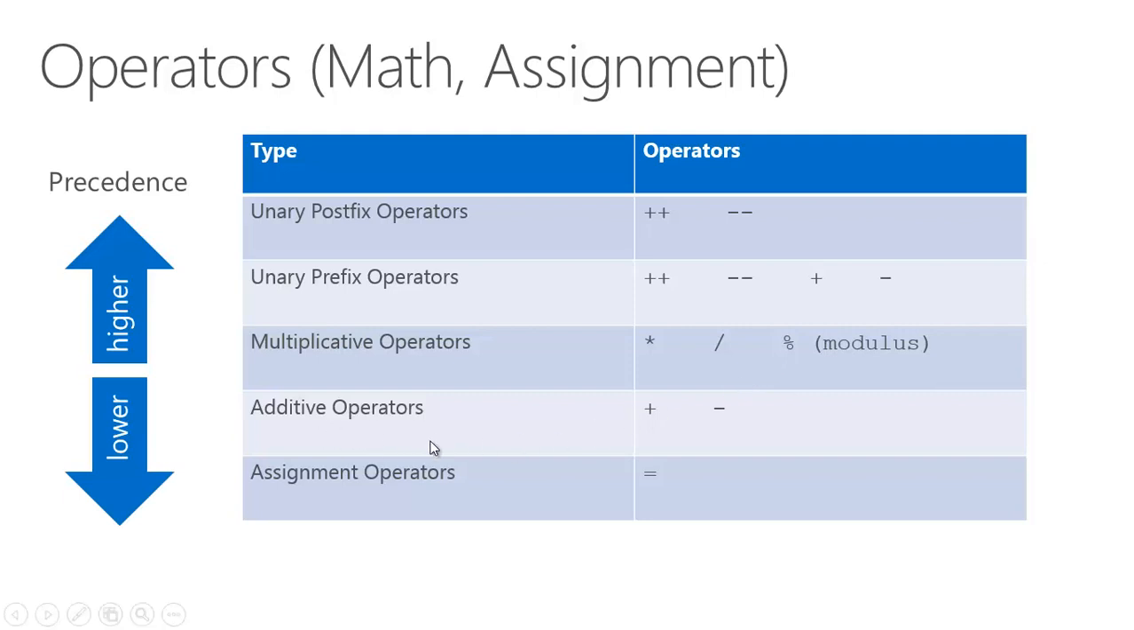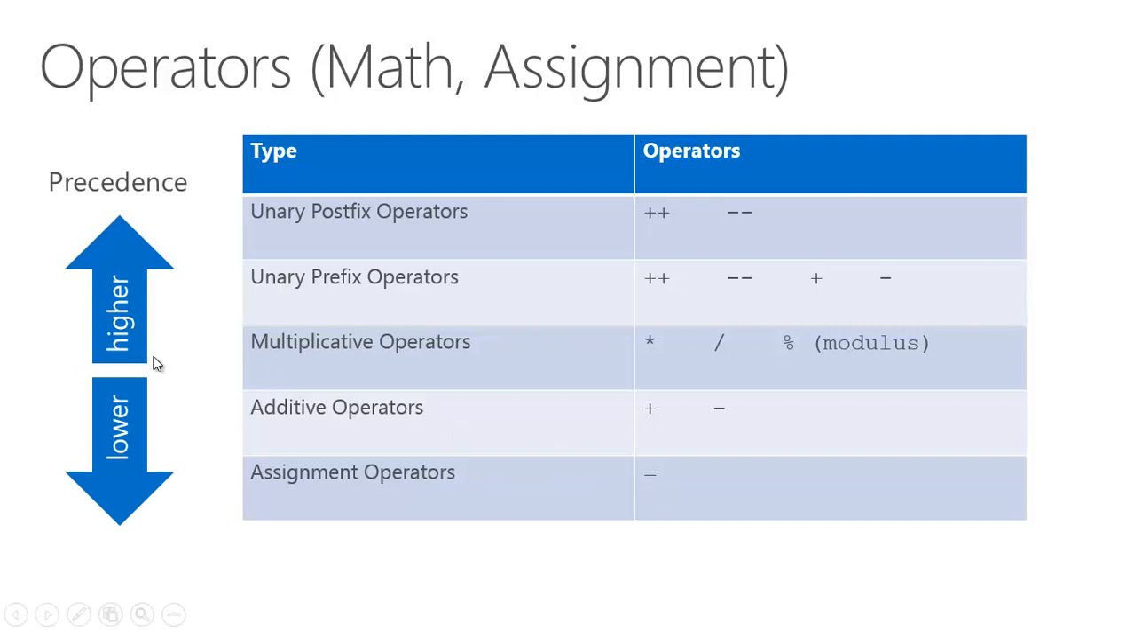Next, we have additive operators. Plus and minus can be used to add or subtract two values. You can say 5 plus 2 to get 7, or you can say 7 minus 2 to get 5. And finally, we have assignment operators. This is as simple as assigning a value to a variable. So if we say my age equals 25, you're now assigning the value of 25 to the variable my age.